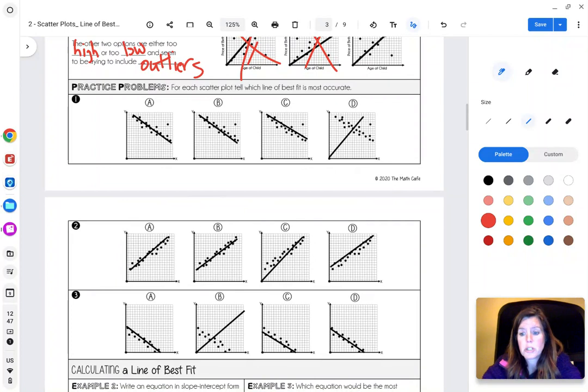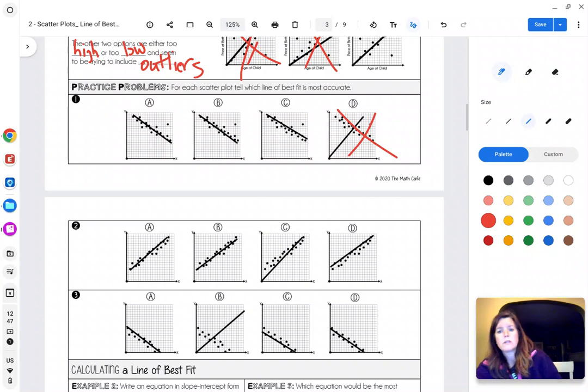Okay, right away, I'm just going to look at number 1 with you. Hopefully you all can see which one you can already X out. That one right there, I mean, come on. That's terrible. That's a terrible line of best fit. It goes in the wrong direction.